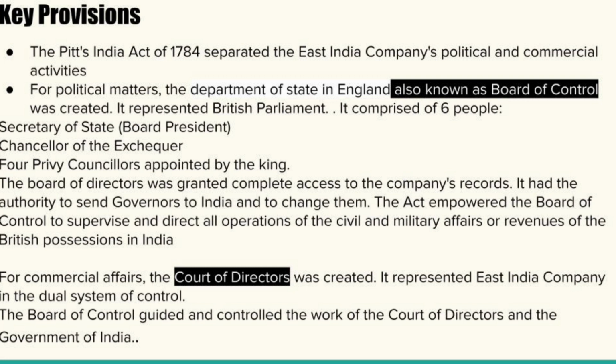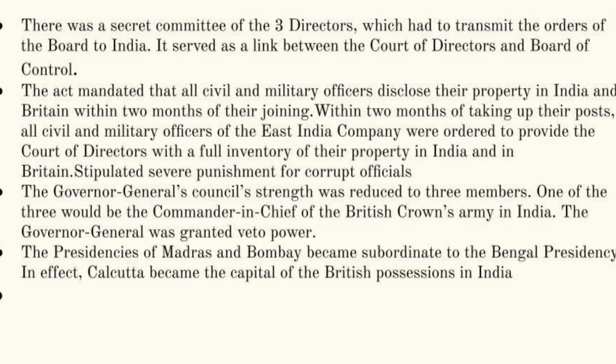For commercial affairs, the Court of Directors was created and it represented the East India Company. The Board of Control had an upper hand over the Court of Directors and was given the right to guide and control the activities of the Court of Directors and the Government of India. There was a secret committee of 3 directors which had to transmit the orders of the Board to India. It served as a link between the Court of Directors and the Board of Control.